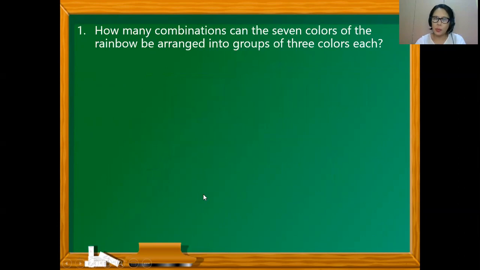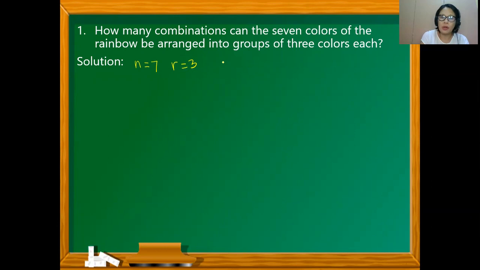So let's work on each problem here. How many combinations can the 7 colors of the rainbow be arranged into groups of 3 colors each? So we know that our n here is 7, represented by the 7 colors from the rainbow. And then we'll be selecting 3 colors. So our r is 3.